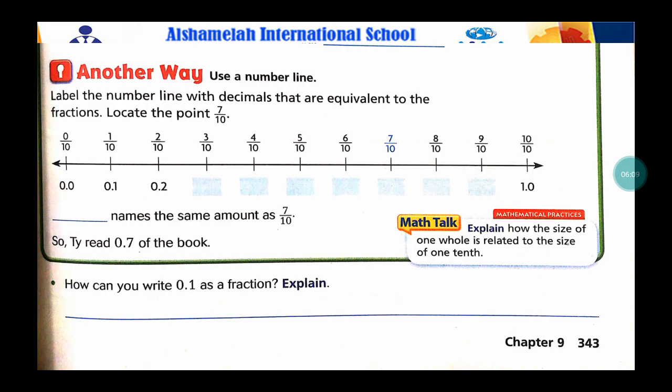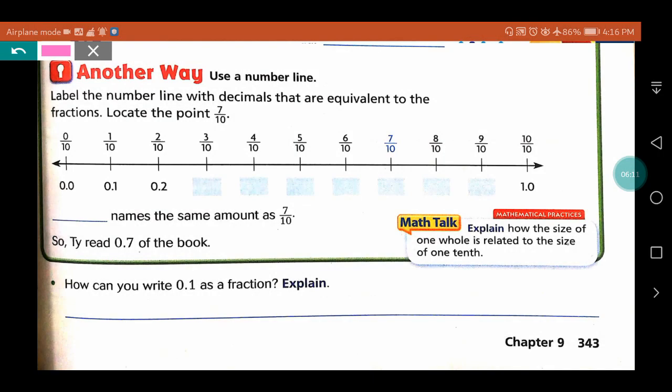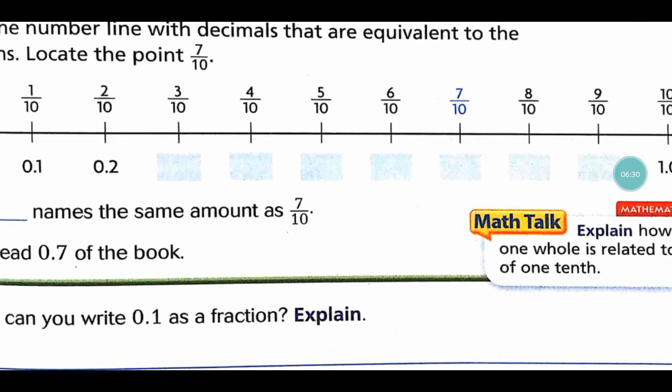Okay, how can we represent these fractions on a number line like this? We have here 1 tenth, and we write 1 tenth as 0.1. Okay, and here 2 tenths, write as 0.2. Okay, then now we have 3 tenths.